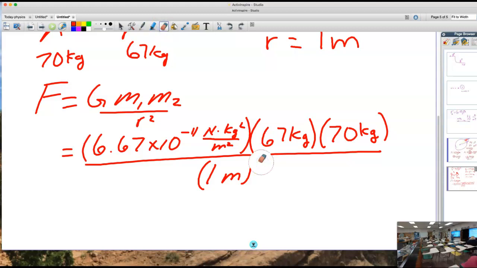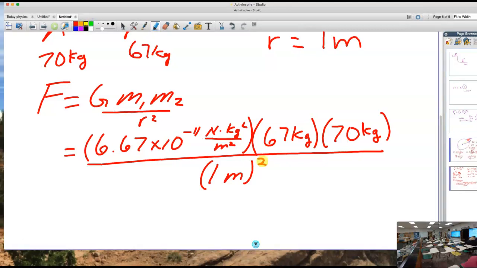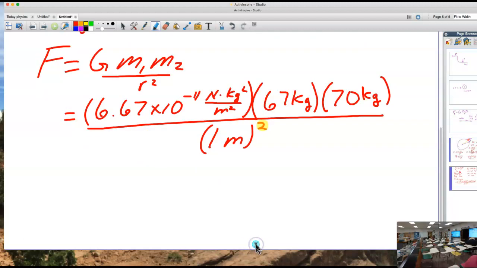And don't forget that square. That's the most popular mistake to make when we do the calculations. Forget the square. In this one, it won't make that big of a deal because it's 1, right? But if we change that from a 1, then it's going to make a big deal for us. So make sure you remember that square.